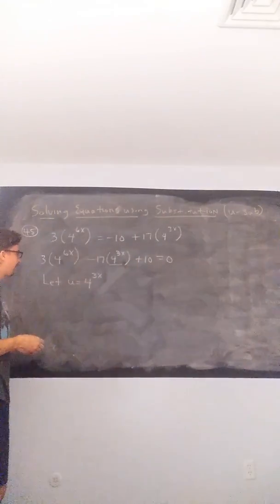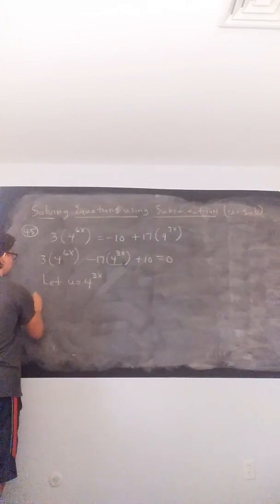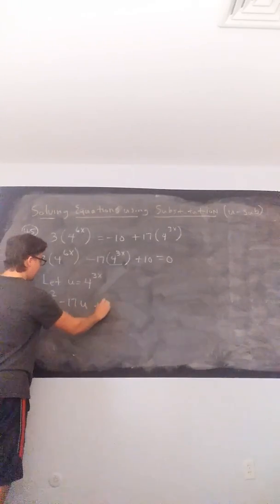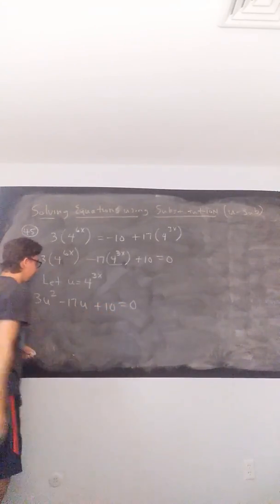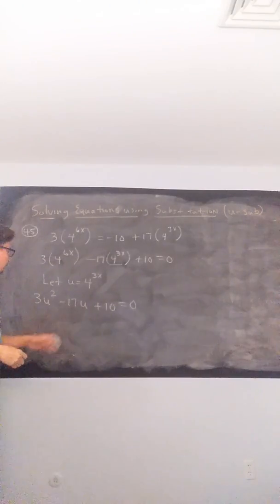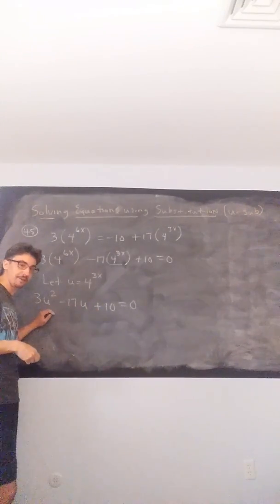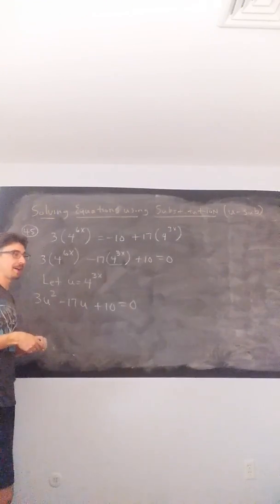So let's go ahead now and put everything together. So we're going to have 3u squared minus 17u plus 10 equals 0. So here's your new quadratic equation. Again, this is not bad at all. We're going to be able to solve this by factoring.